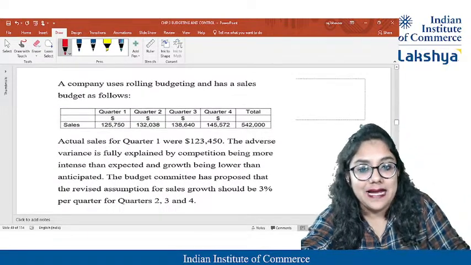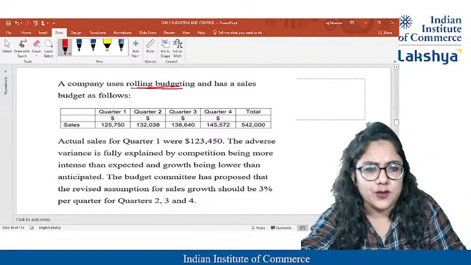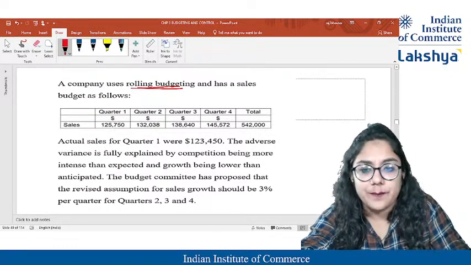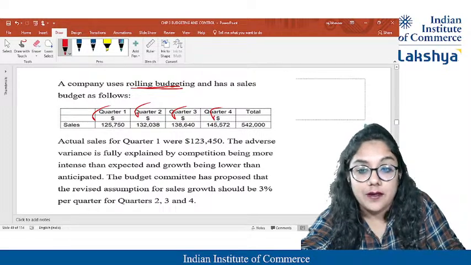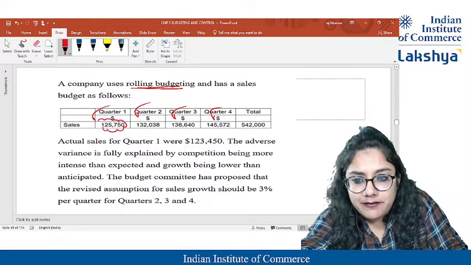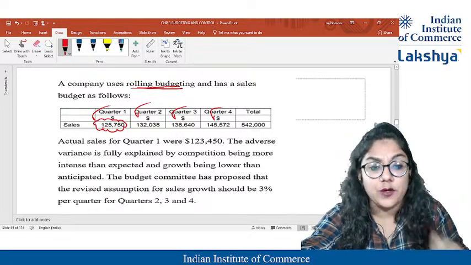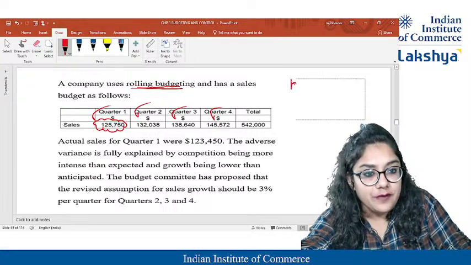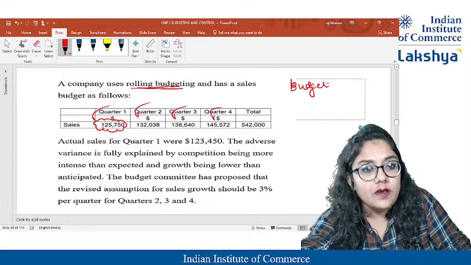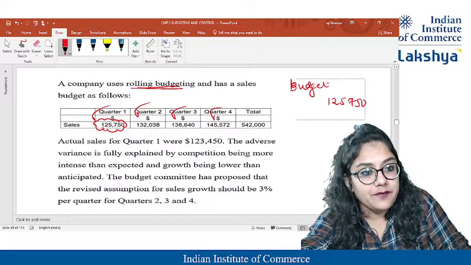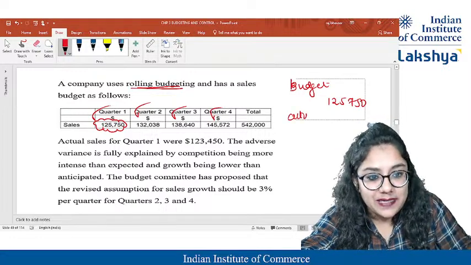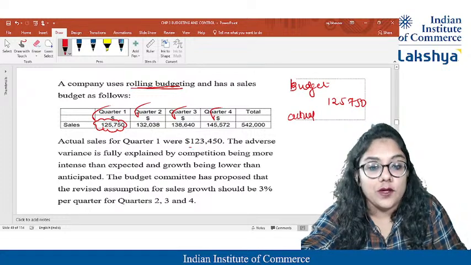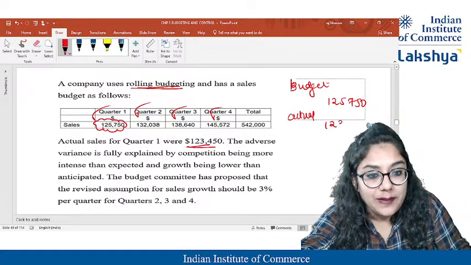So the company is using some rolling budgets also, and they had some sales figures. They have thought of day one, quarter two, quarter three, everything. This was my actual, which I can make as a budget. Now what happened on day one? I made a budget of 1,25,750 as my sales for 3 months. But actually for the quarter, the sales was 123,450.